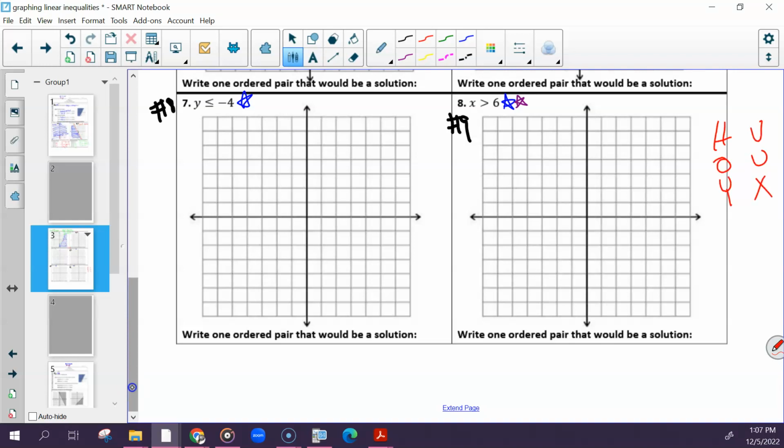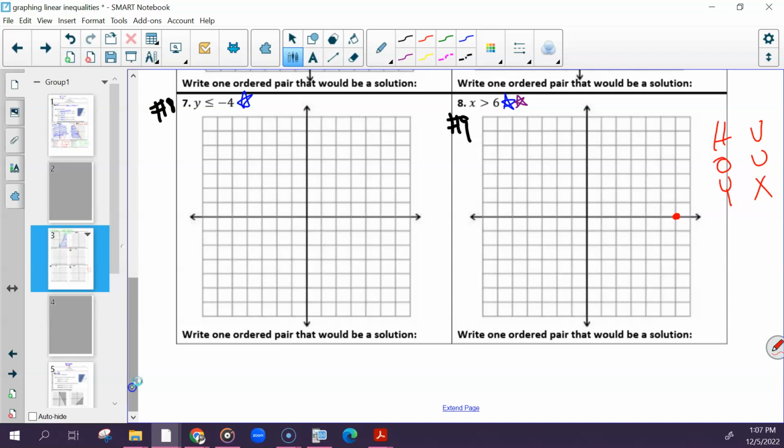Horizontal lines have 0 slope and are y equals, or in this case, y inequalities. And then vertical lines have undefined slope and are x equals, or in this case, x inequalities. So since this is an x inequality, is this going to be a horizontal or vertical line? Vertical. At 6, so start at 6. 1, 2, 3, 4, 5, 6. Put a point there. Is this line going to be dashed or solid?